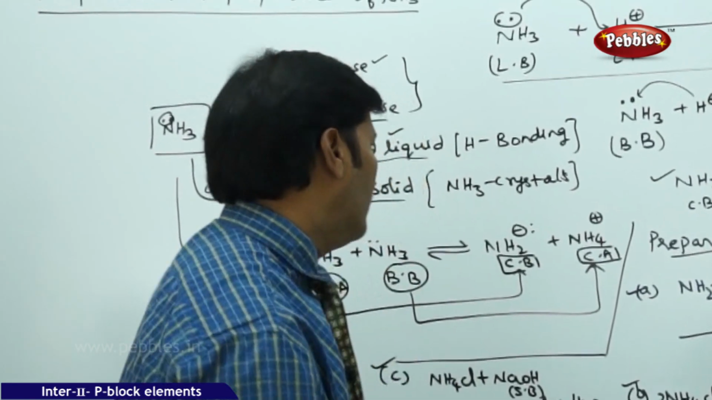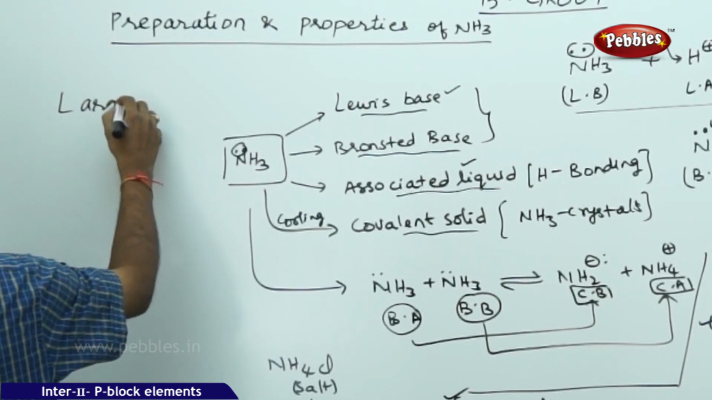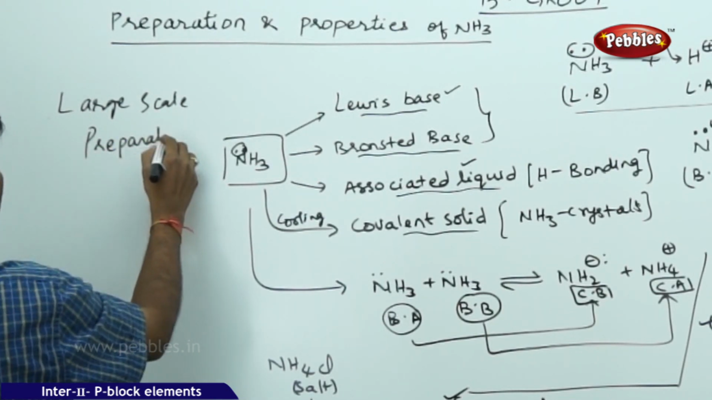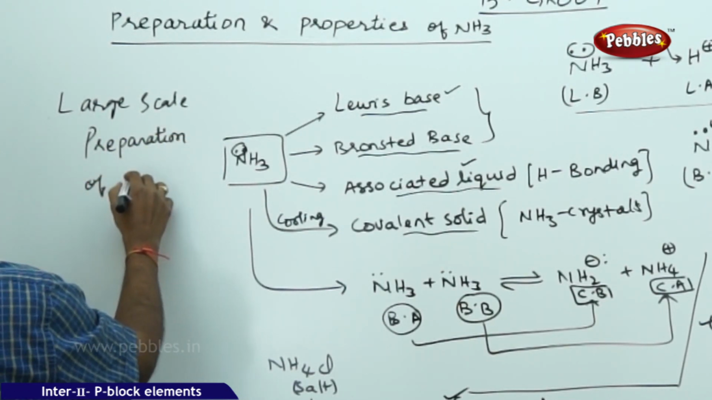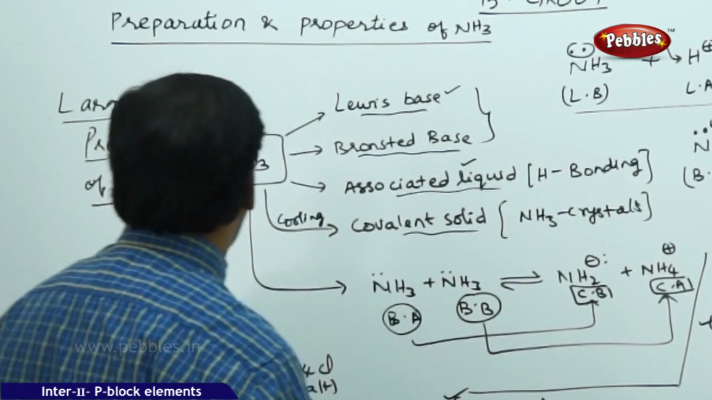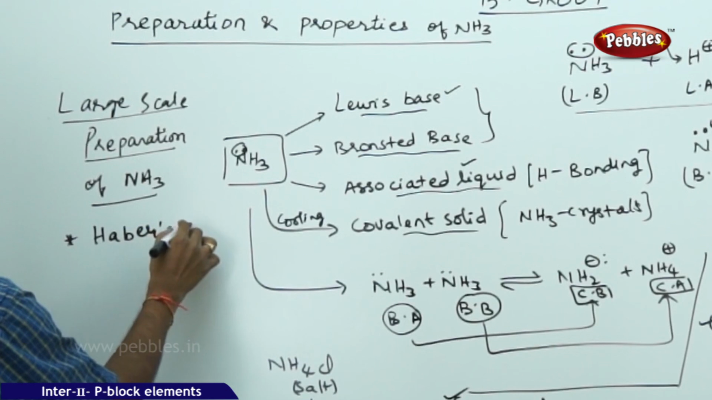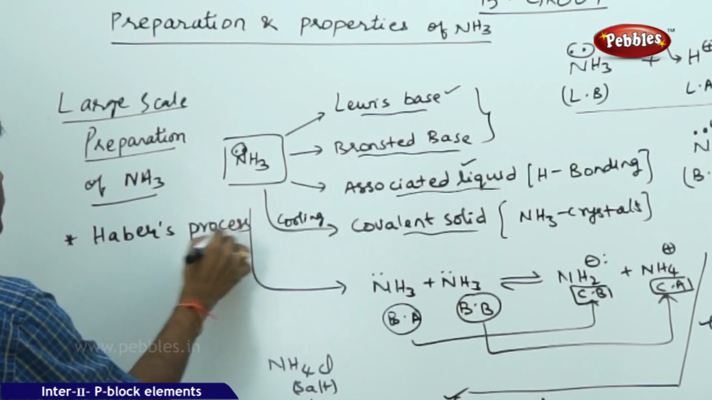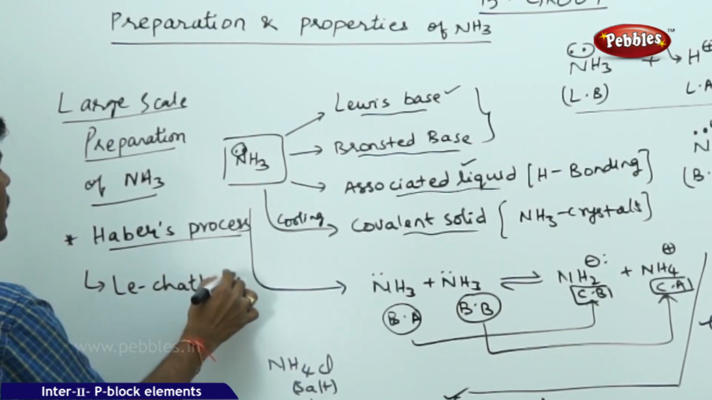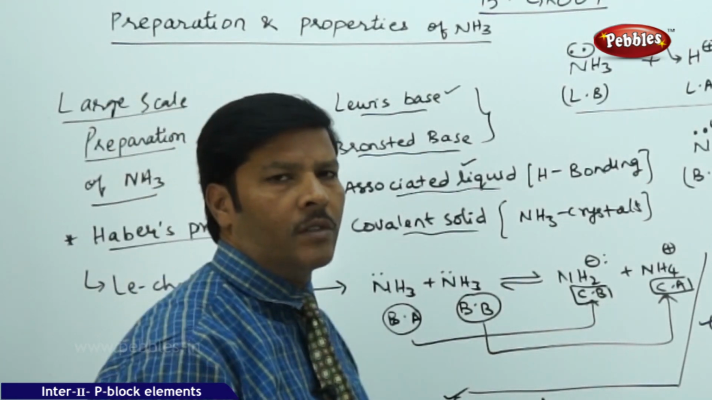prepare ammonia. Now if you go for the large scale preparation of ammonia, this is not a new process, it's a very familiar process for us. In the manufacture of ammonia through Haber's process, this Haber's process follows the Le Chatelier principle, and in it the formation of ammonia is always an exothermic process.